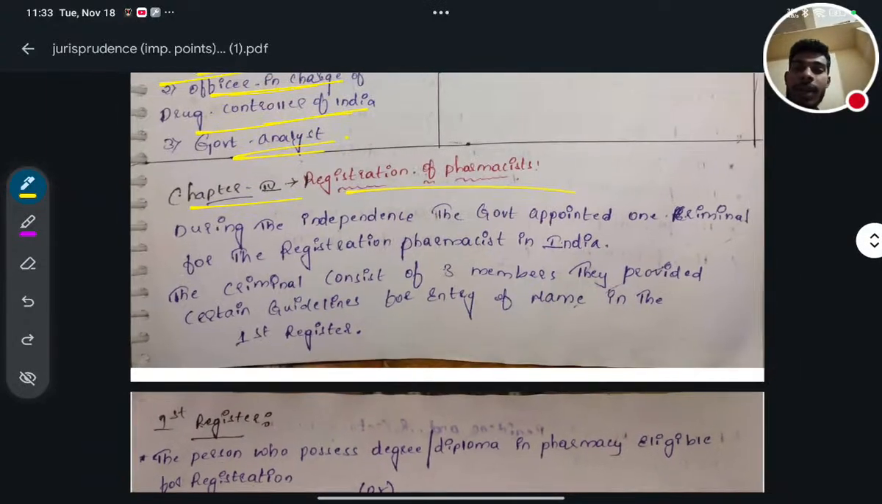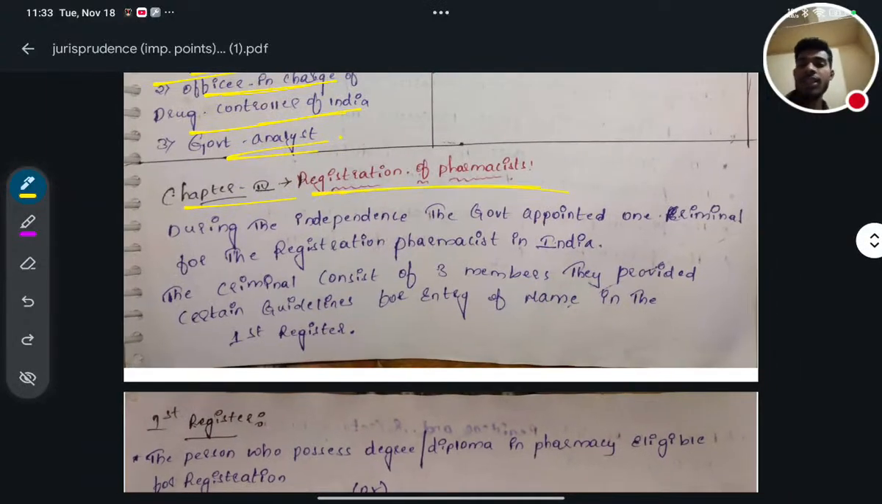Next, chapter 4 about registration of pharmacist. In registration of pharmacist, during the independence, the government appointed one committee for the registration of pharmacist in India.